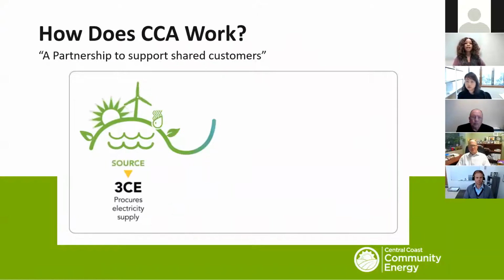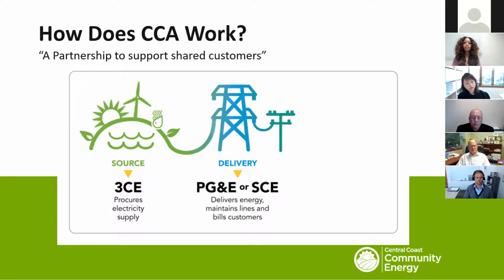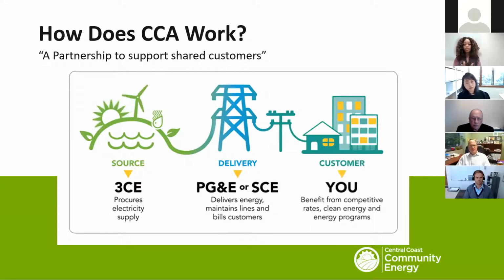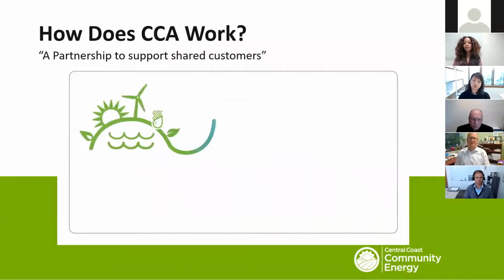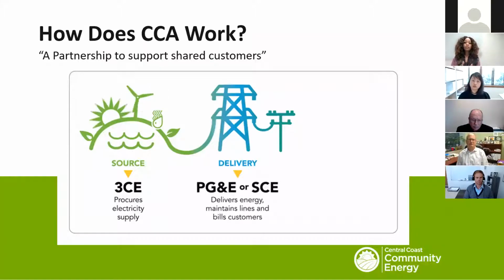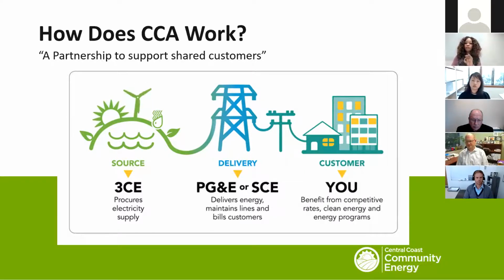A CCA is a community choice aggregator, and that is basically the term for an organization like ours that is purchasing power. So 3CE goes out and sources that power, and like I said, it still continues to be delivered to you by PG&E or Southern California Edison, and they also continue to provide you with a single bill. So you may not have noticed at the time of enrollment any difference to your bill or your energy statement overall, but that is only because you're still receiving that delivery service and billing from your same utility.